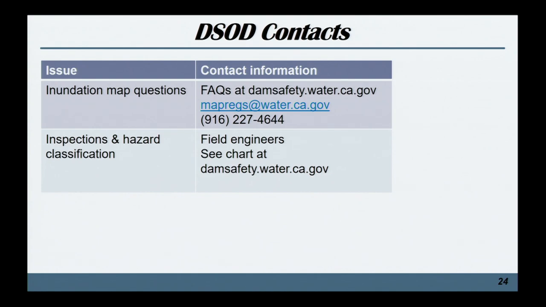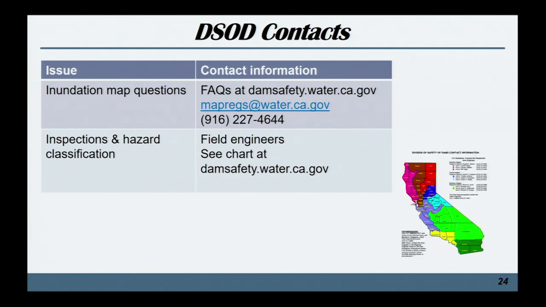And if you have any follow-up questions that aren't answered during this workshop, you can always email us at mapregs@water.ca.gov, or you can call us at 916-227-4644. If you have any questions that are specific to your dam about inspections or hazard classifications, go ahead and contact your area engineer who's familiar with your dam. And again, that contact information is on this sheet.